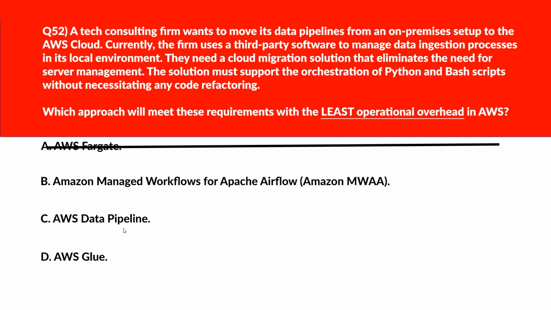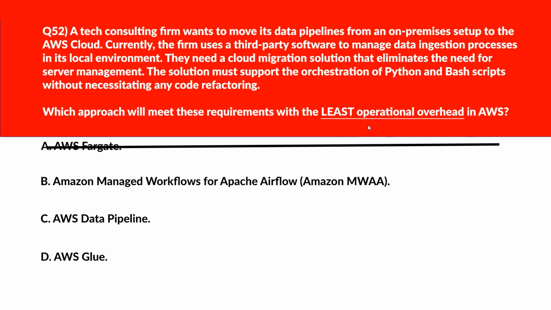Let's move to option C. C is AWS Data Pipeline. AWS Data Pipeline is a managed service but requires more configuration and management compared to Amazon Managed Workflows for Apache Airflow, which was option B.